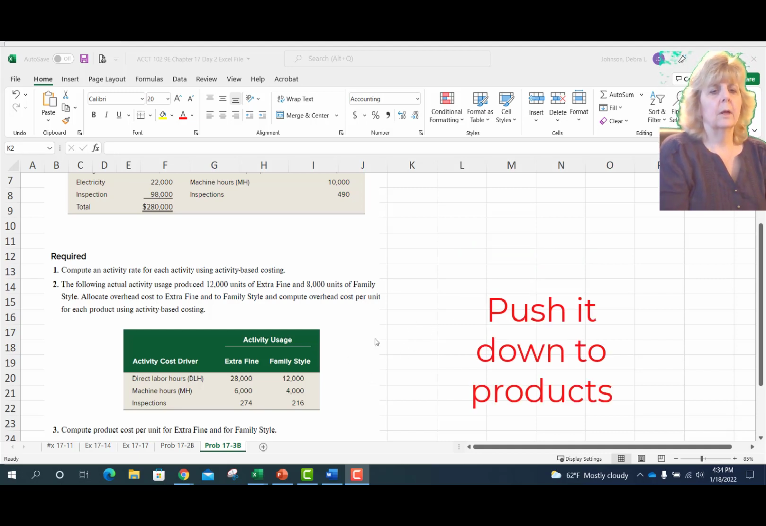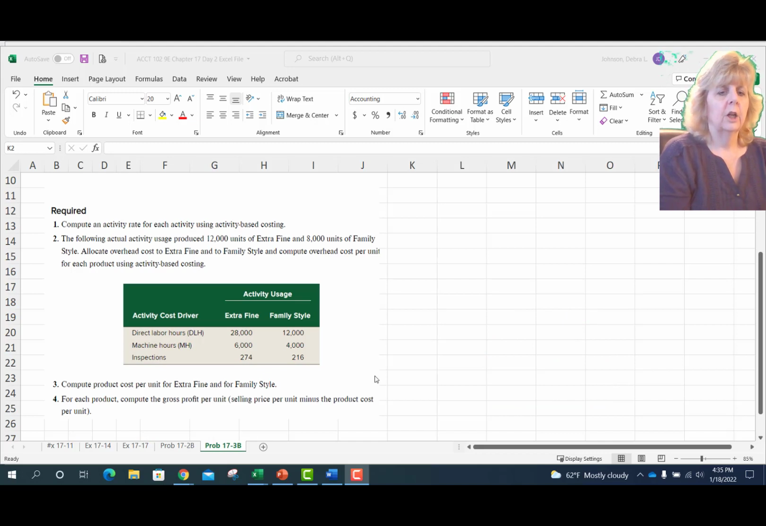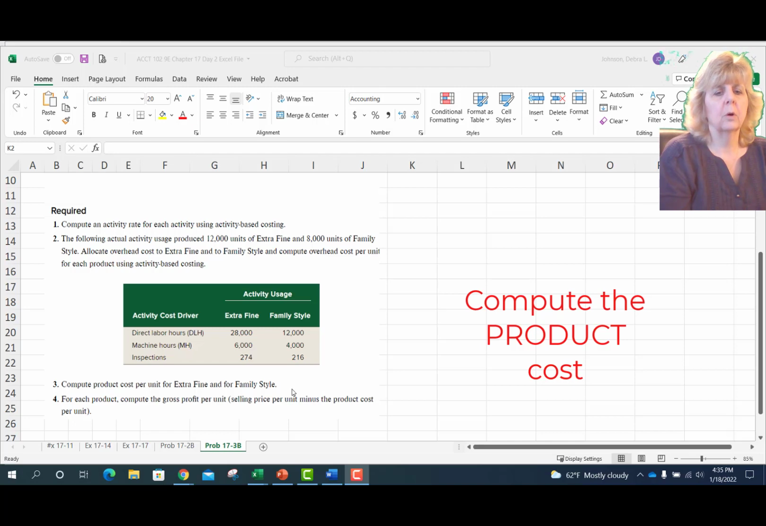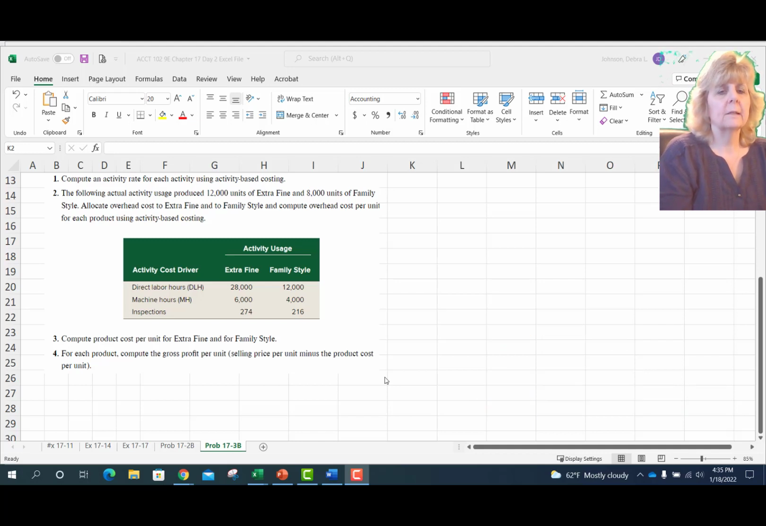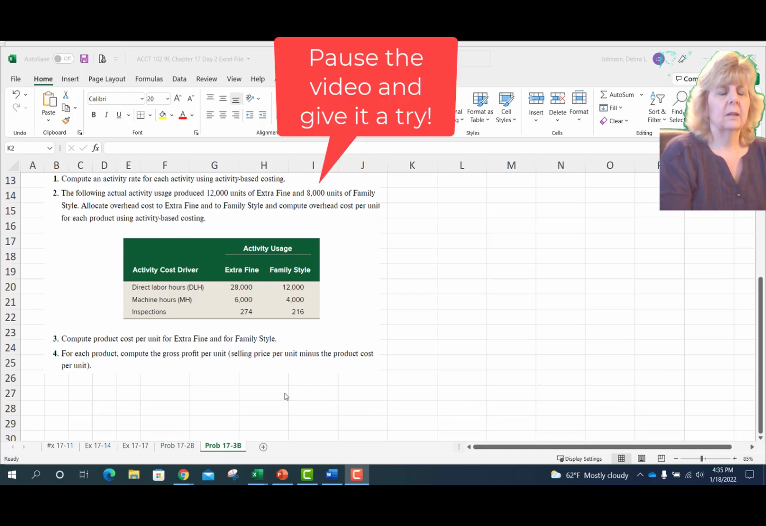We'll figure out, based on the resources consumed, how much cost would be allocated to the extra fine salsa and how much cost would be allocated to the family style salsa. Just as we did on the last problem, we'll compute the product cost per unit for each. Finally, we'll take a look at the product cost as well as the gross profit, and we'll compare results. Pause the video and see if you can get this last problem 100% correct.